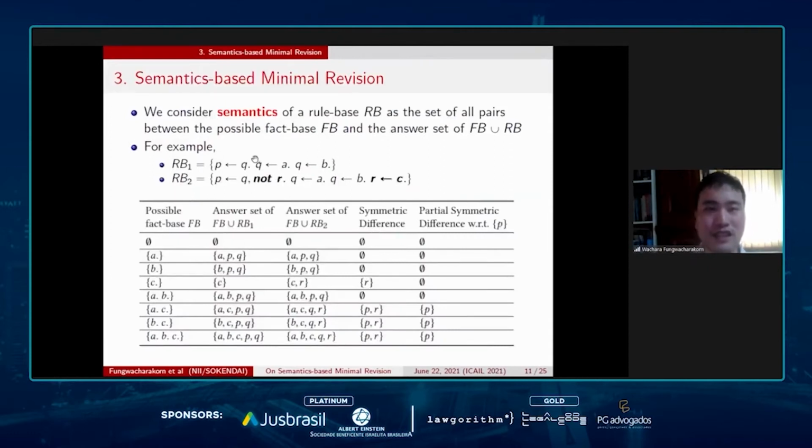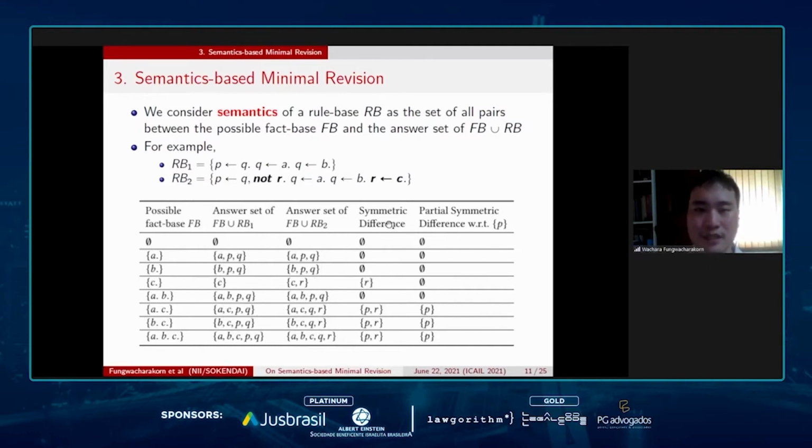So we consider this kind of semantics of a rule base and the semantic minimal revision. We consider the semantics of a rule base RB as the set of all pairs between a possible fact base FB and the answer set of FB union RB. For example, this is RB1 and RB2 from the previous slides. We get these possible fact bases from the fact domain of ABC, and then we have the answer sets corresponding to the rule base RB1 and the rule base RB2 as shown here.